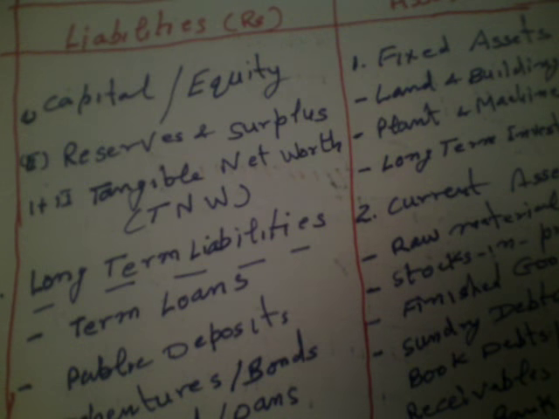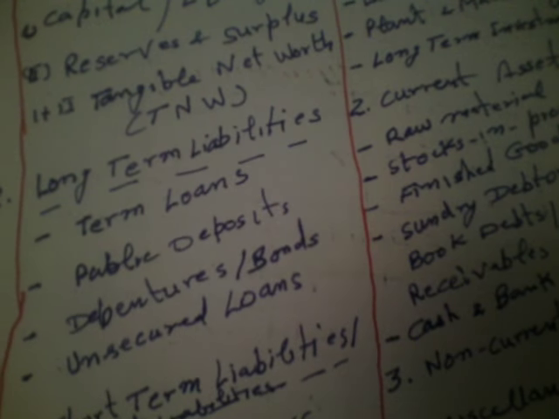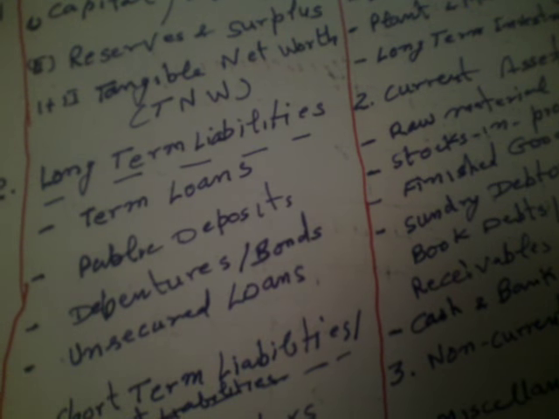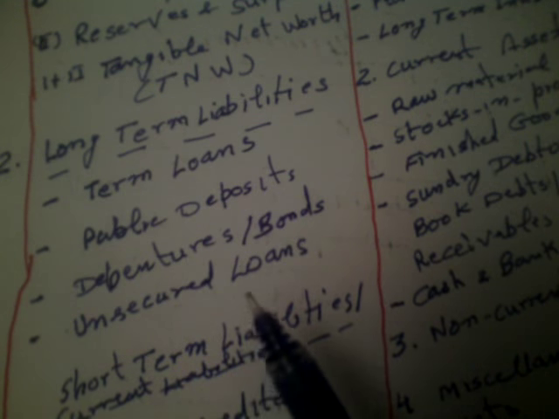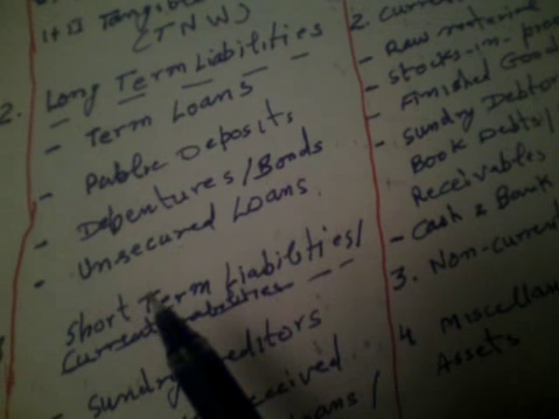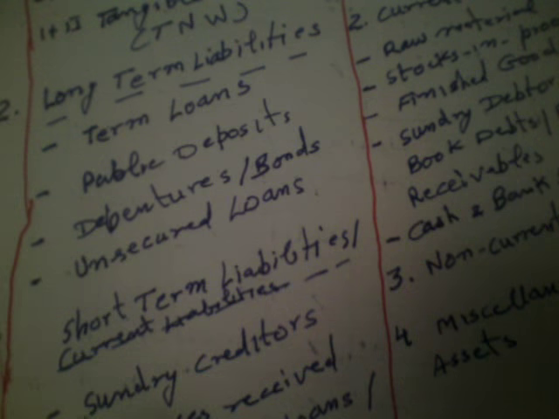Then comes debentures or bonds, etc. That is also a liability or source. Similarly, long-term unsecured loans, if it is for more than 1 year period, then it will come under this category of long-term liabilities. Then after unsecured loans, there are short-term liabilities or current liabilities.